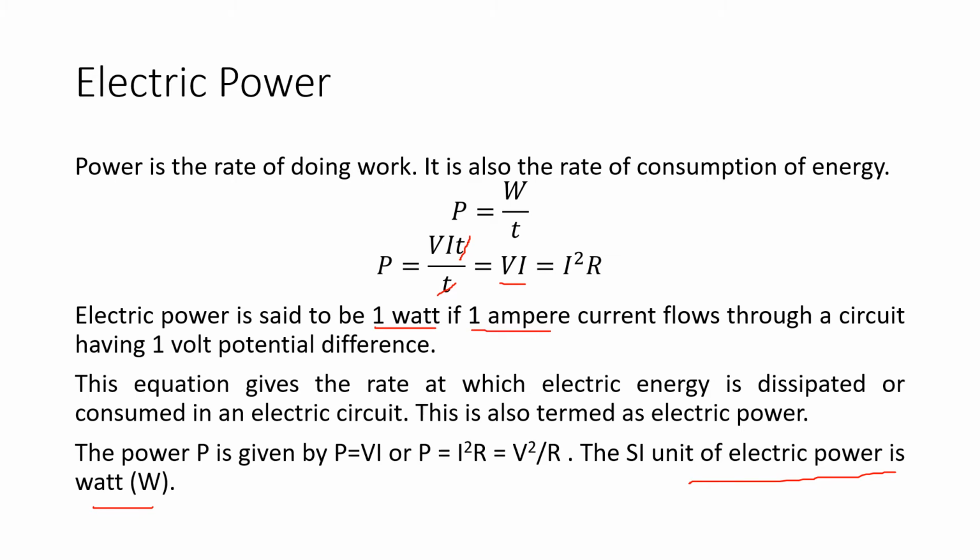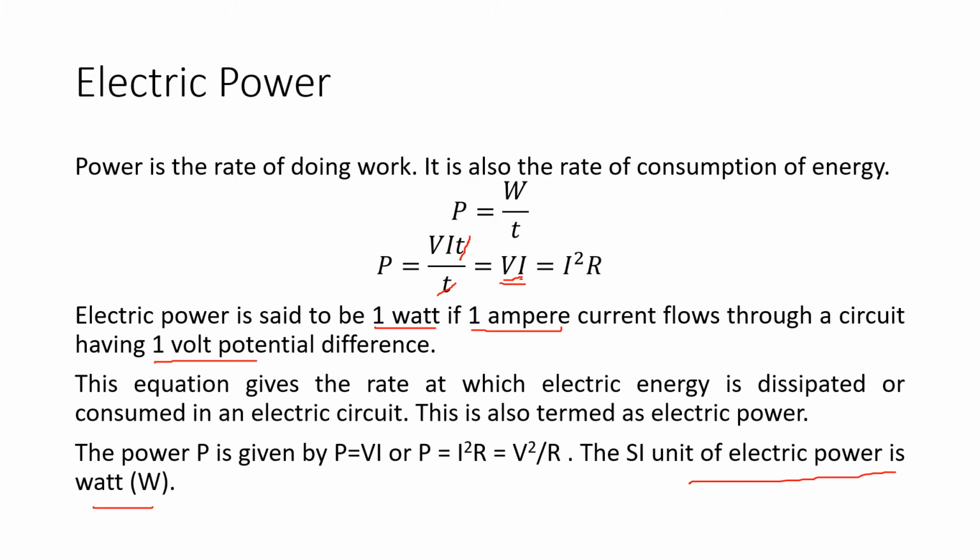When 1 ampere current, that is I is 1 ampere, flows through a circuit having potential difference 1 volt, so when 1 volt is the potential difference V and 1 ampere is the electric current, then 1 volt into 1 ampere will give us the power of 1 watt. Okay, this equation also gives us, so what does power mean?